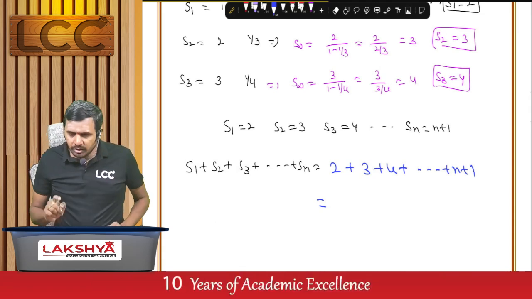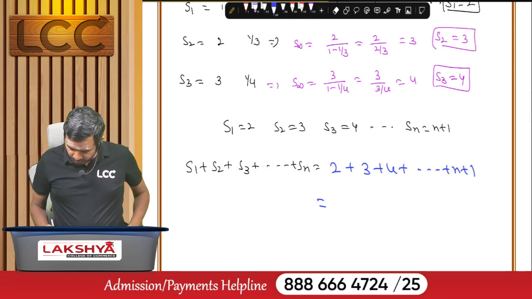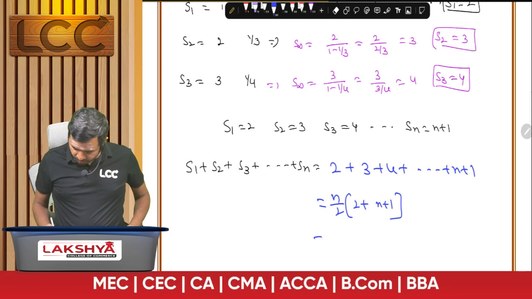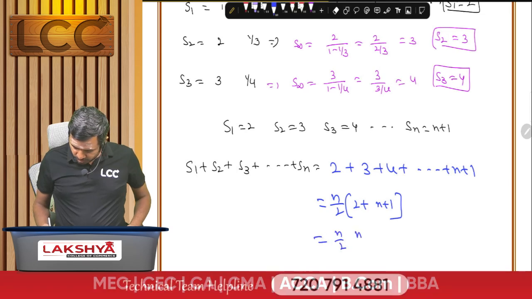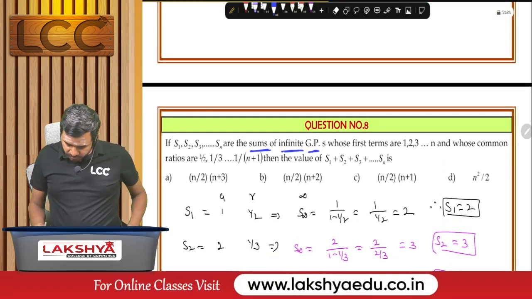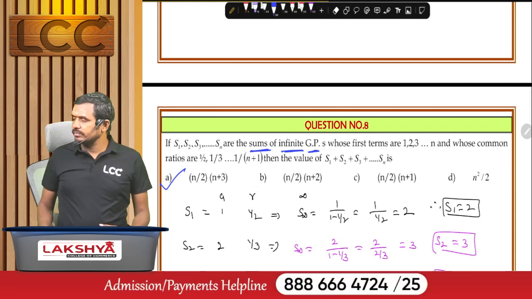Now we also know the first term, the last term and the number of terms. The sum is n by 2 into first term plus last term, that is n by 2 into n plus 3, and therefore n into n plus 3 by 2. N into n plus 3 by 2, therefore the right answer is A.